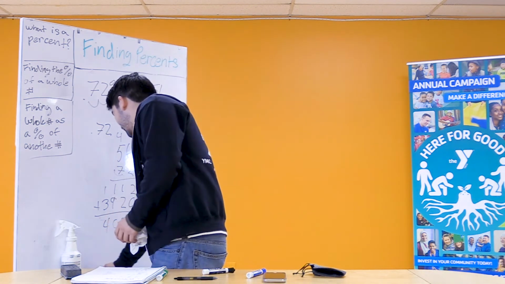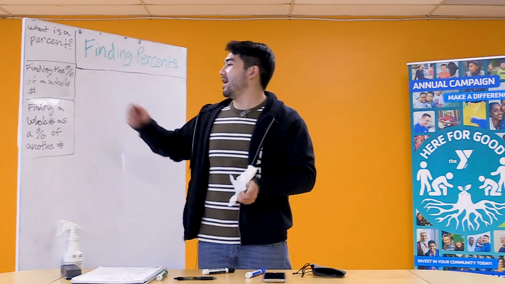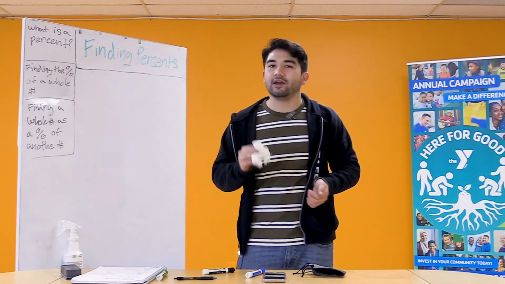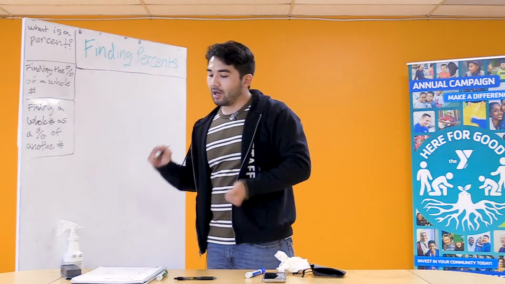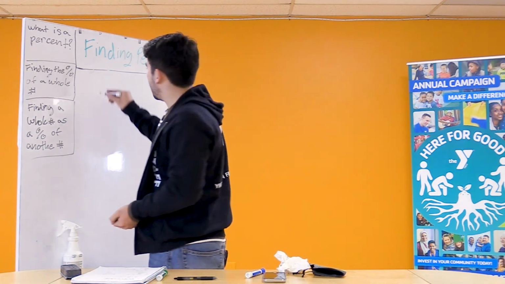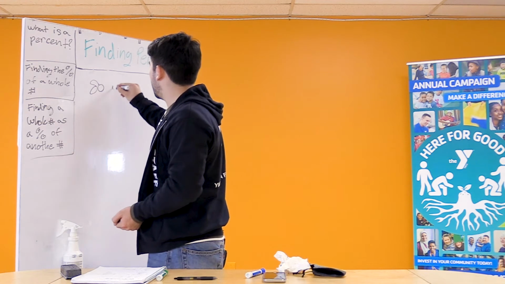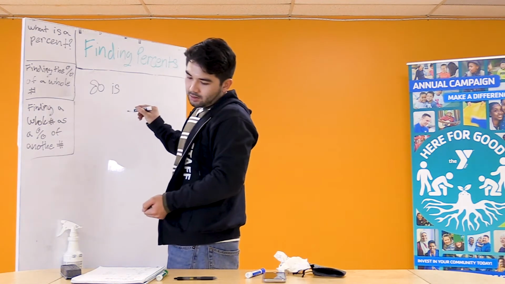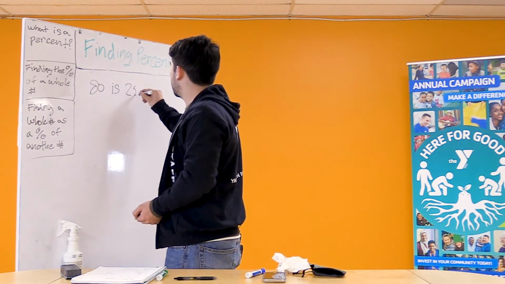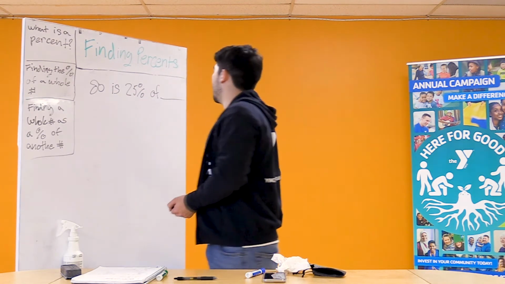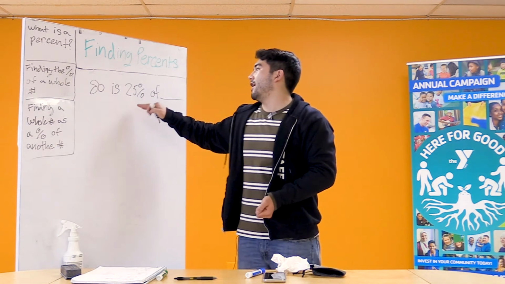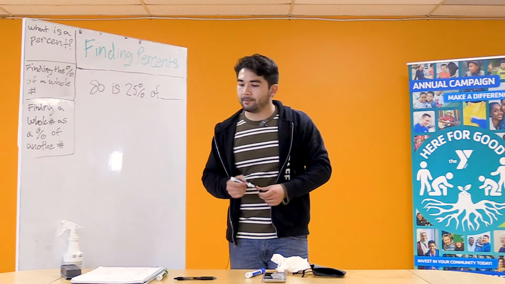So let me go ahead and erase everything really quick. So now let's move on to finding a whole number as a percent of another number. So let me put that on the board really quick. Our problem is going to be 80 is 25% of what number? So 80 is 25% of what number?